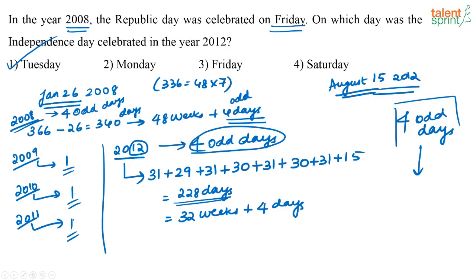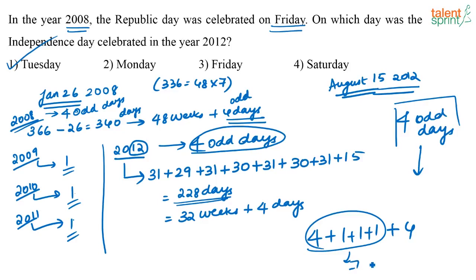Now I have to calculate the total number of odd days. I have found out the required odd days in each year, and I just have to add them. So from 2008, you have 4 plus 1 plus 1 plus 1 plus 4. This 4 plus 1 plus 1 plus 1 is 7, and 7 odd days is equivalent to 0 odd days, so this part you can omit directly. You are left with 4. So the final answer is 4 odd days.